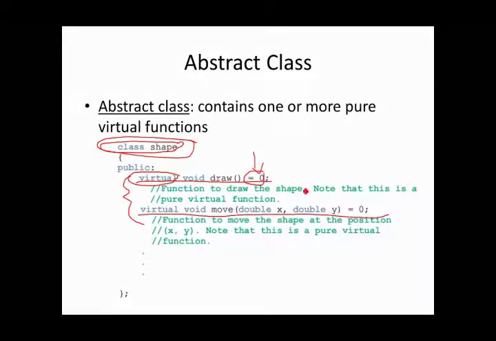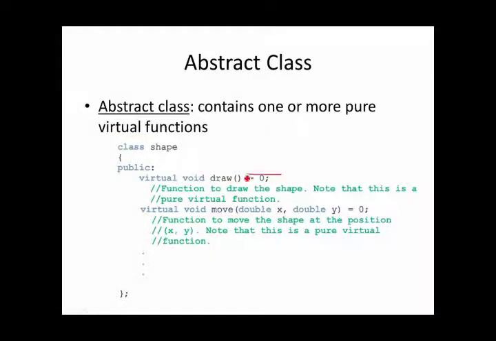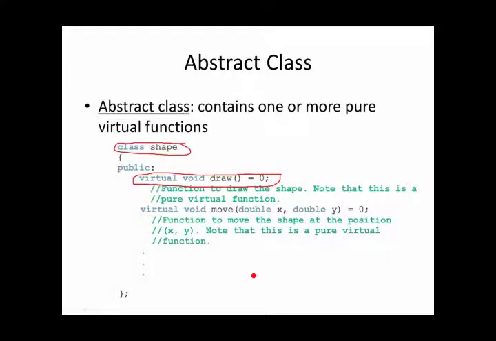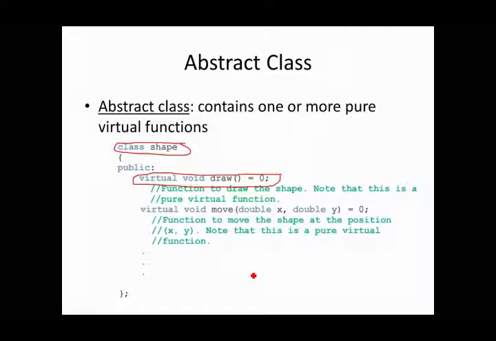Do not forget the equal to 0. Just because you put the keyword virtual in front of it does not make it a pure virtual function. You have to have that equal to 0 at the end. This is what makes it a pure virtual function. So when the class has a pure virtual function, which basically means a function with no definition, that class is an abstract class. So why do we even have this?